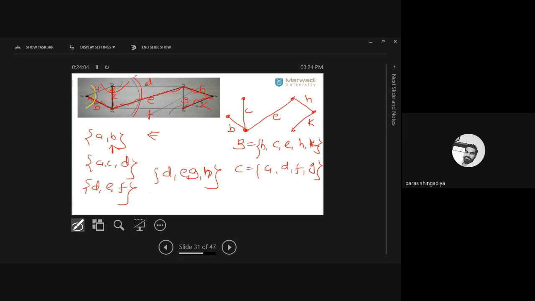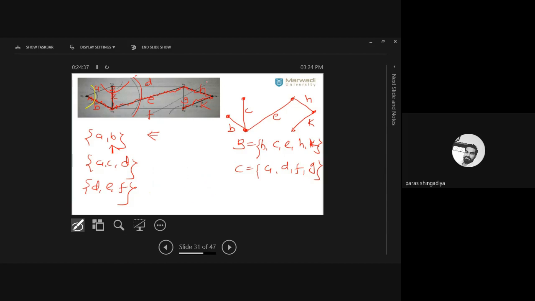but every fundamental cut set is always a cut set. These 3 examples are cut sets, and they are also fundamental cut sets. Clear? But this one is a cut set, not a fundamental cut set. So every cut set will not be a fundamental cut set, but every fundamental cut set is always an example of a cut set. Clear? Again I repeat, this is not a fundamental cut set because it involves 2 branches, E and H. Therefore it is not a fundamental cut set.